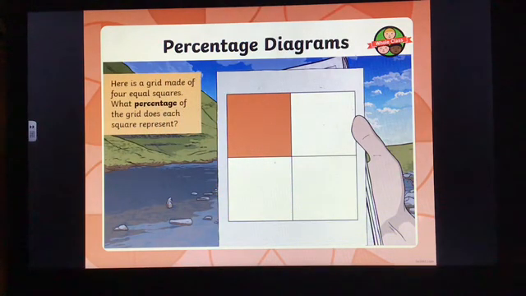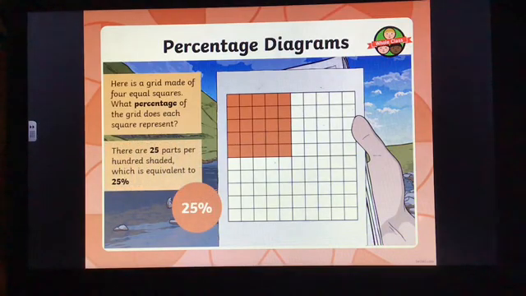Here you can see that 1/4 is shaded in. We know that 1/4 of 100 is 25. So this time there's 25% of the grid shaded in.